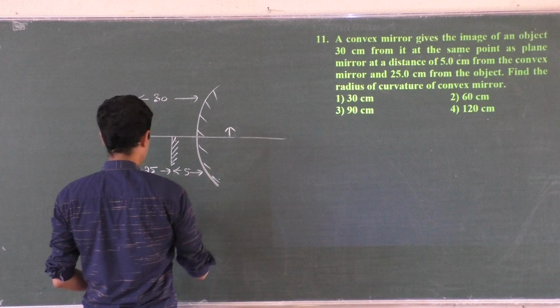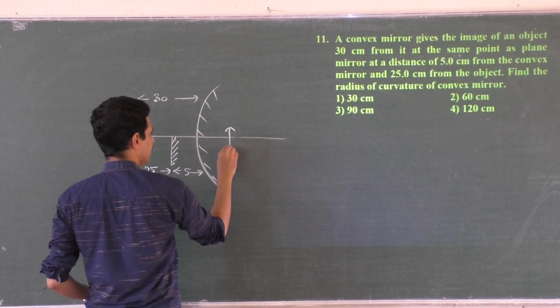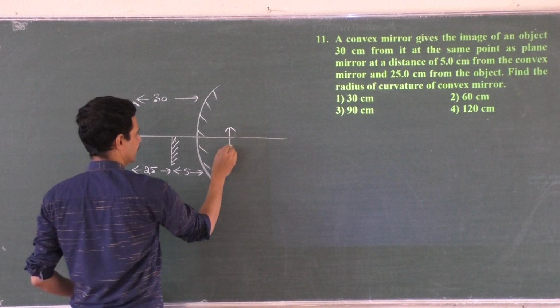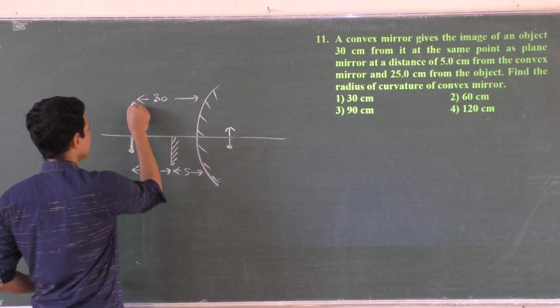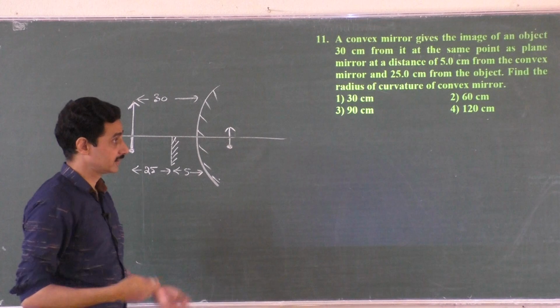Then the image is extended. Say this part of the object is seen by the plane mirror, so it forms the image here. And suppose this is to identify it like this, right? And this part of the object is seen by the convex mirror and it forms the image here. Now did you follow the sentence here?